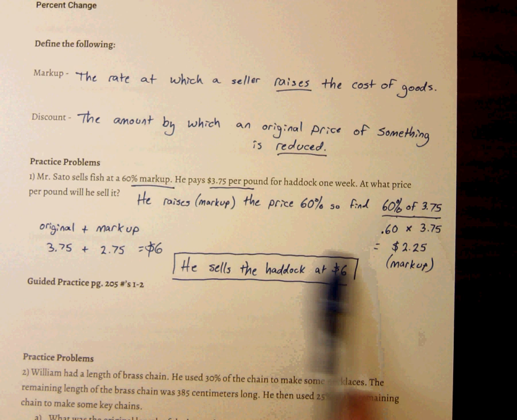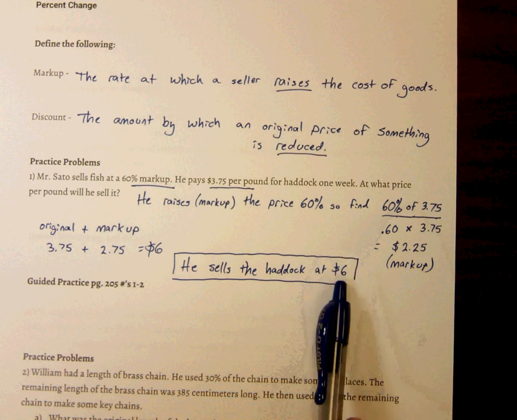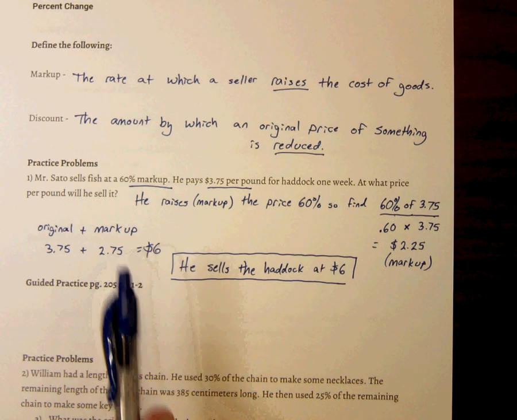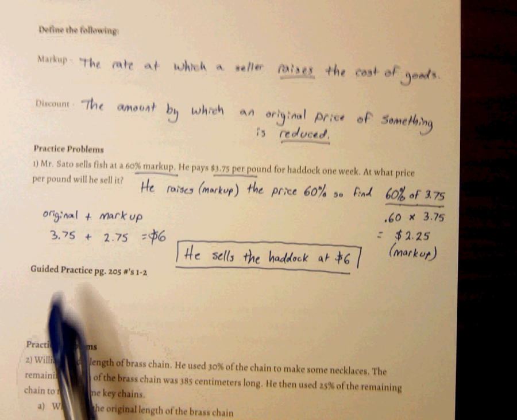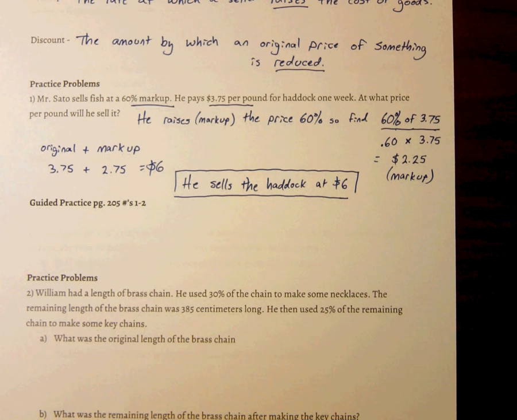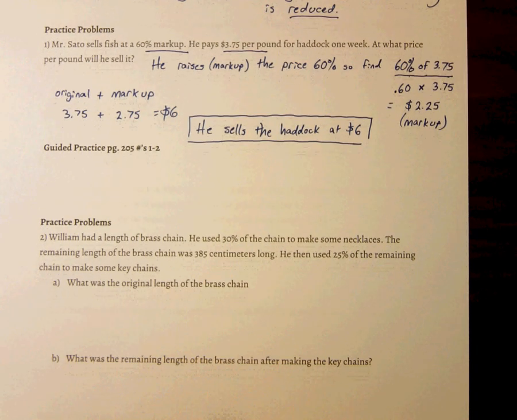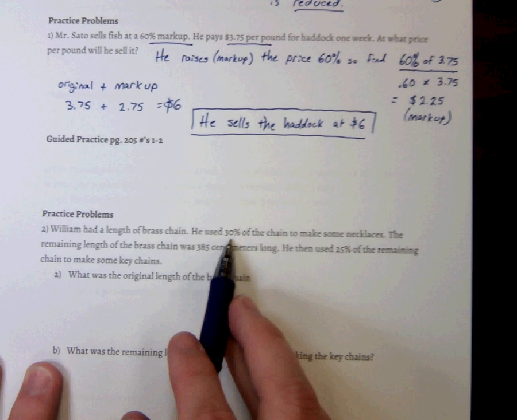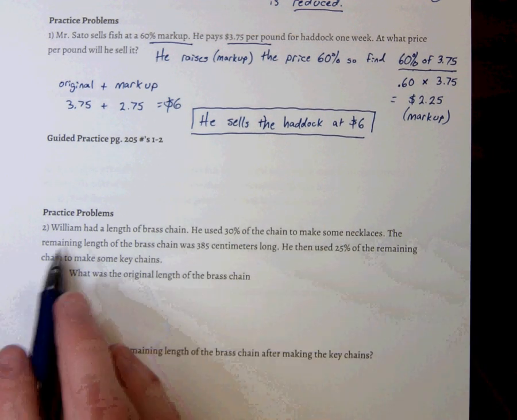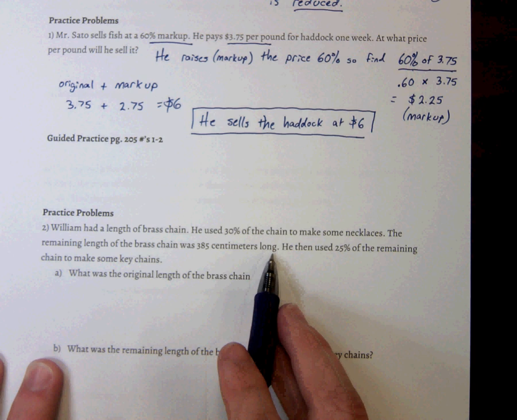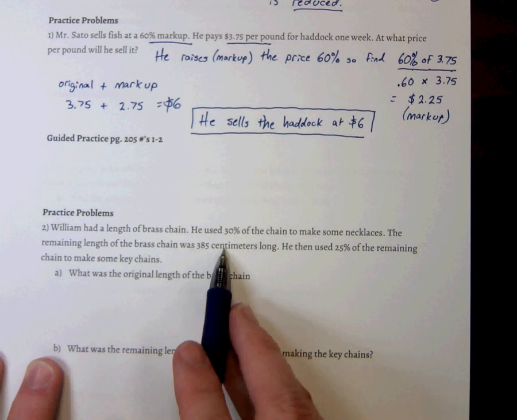Alright, at this time, if you're following along, you can do guided practice on page 205 in your textbook, numbers 1 and 2. Alright. Number 2. William had a length of brass chain. He used 30% of the chain to make some necklaces. The remaining length, meaning what's left of the brass chain, was 385 centimeters long. So he used 30%, he had this much left. He then used 25% of the remaining, meaning he used 25% of what was left. What was the original length of the brass chain?